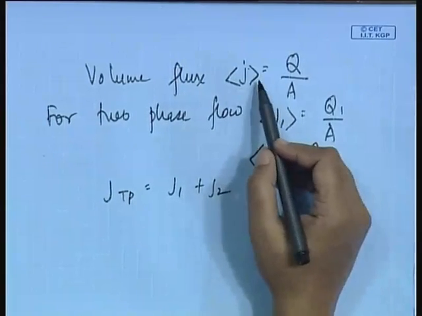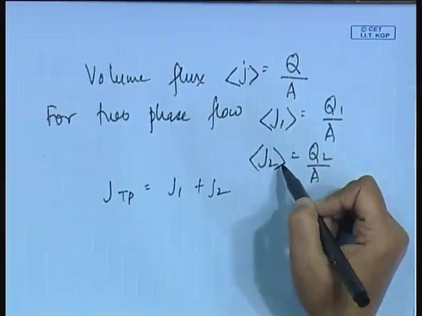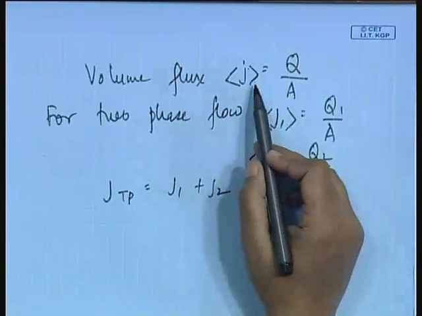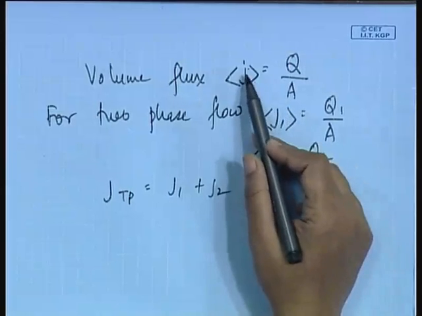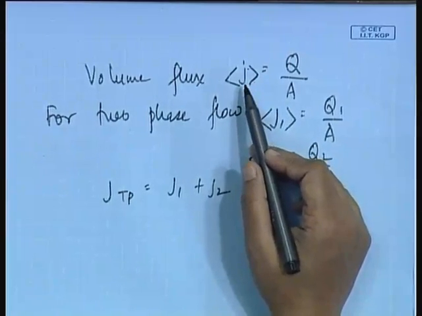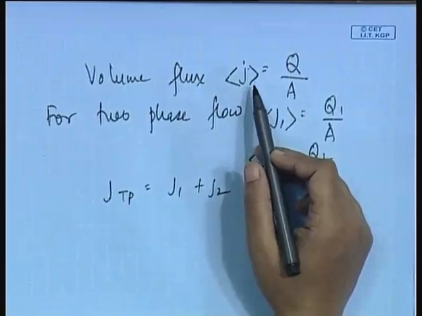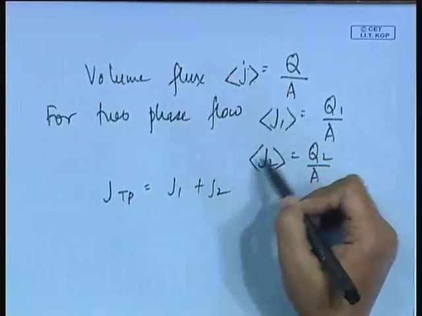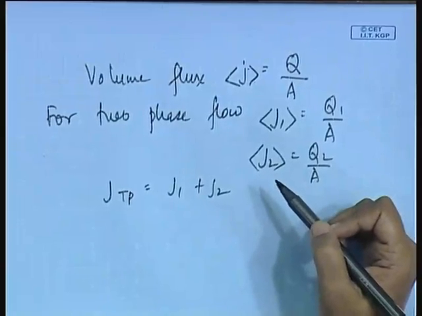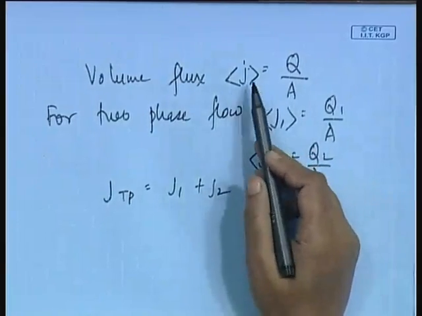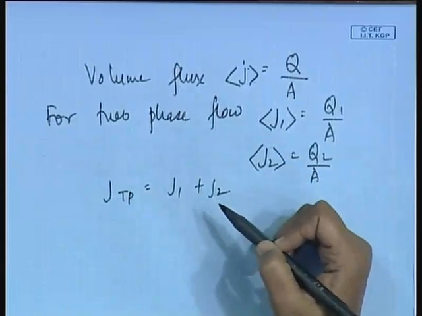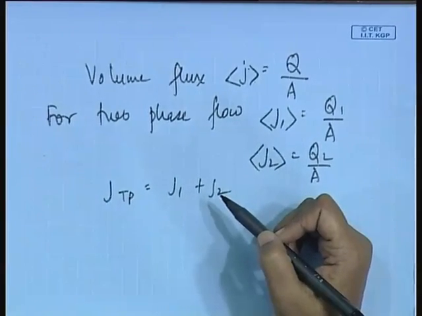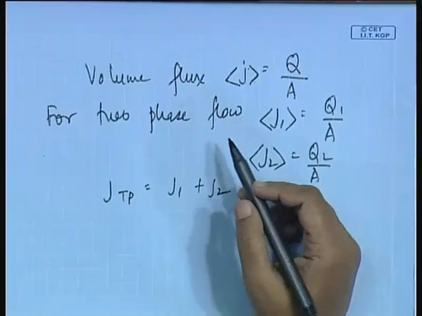Under normal circumstances we assume that the volume fluxes are more or less constant with area, and therefore we do not put the averaging signs. But when we just write J, J1, J2, we assume that they are the area average values. So, please remember this.